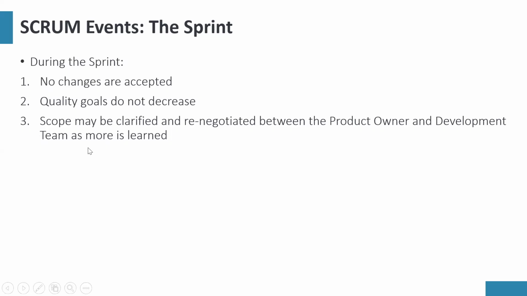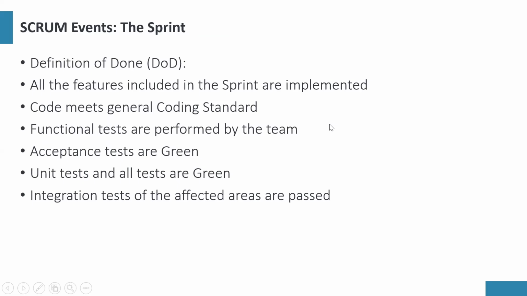The quality should not decrease, and scope may be clarified and negotiated between the product owner and development team as more is learned. Let's talk about definition of done. Like I said, this is like your quality standard, and it's also under transparency, which means everybody should have access to definition of done and understand what your definition of done is.